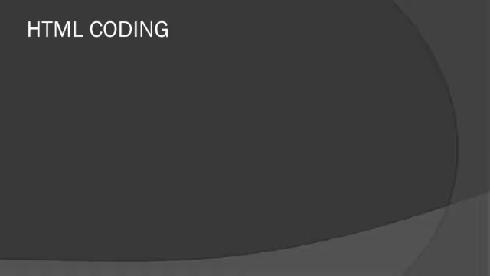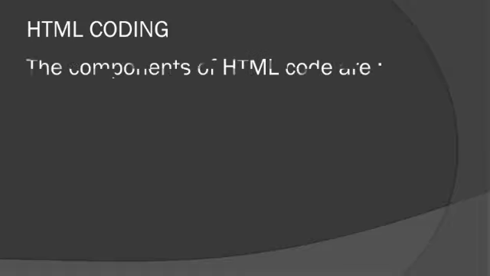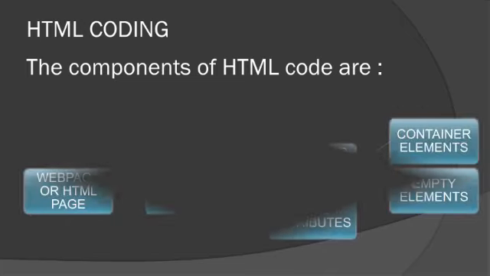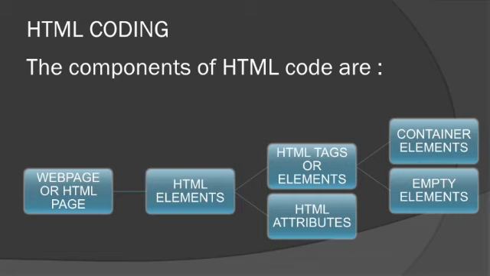Now let's discuss the HTML coding. The components of HTML codes are: we need to have a web page or an HTML page, where the HTML page consists of the HTML elements, and then the HTML elements consist of the HTML tags or elements and the HTML attributes. Further, the HTML tags or elements contain the container elements and the empty elements.